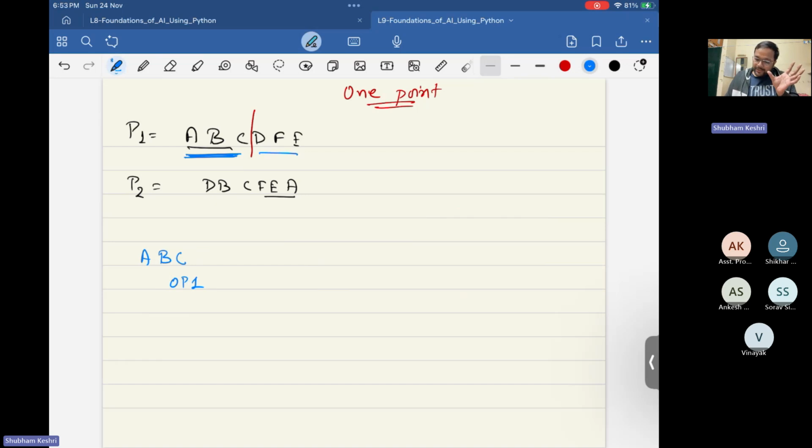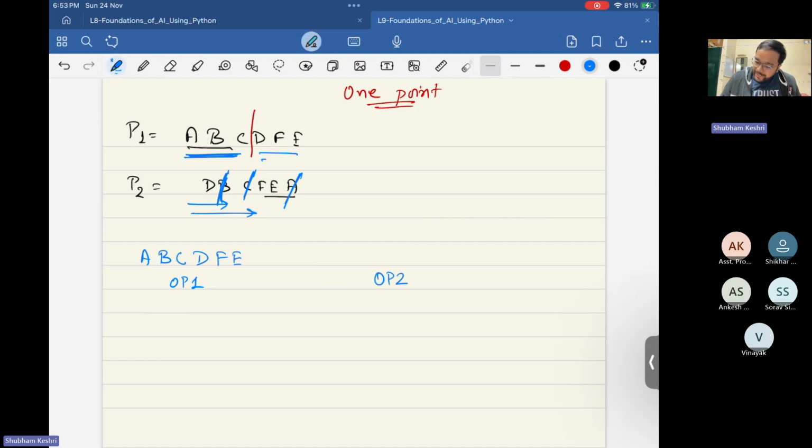Now I can move to parent 2 from the start, and I will remove these elements. I will remove B, I have taken C, and A I have taken. I am removing these three elements from parent 2, and I will retain the order. So we can have D, F, E. So this is offspring 1.